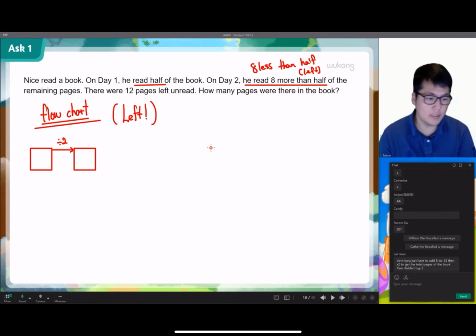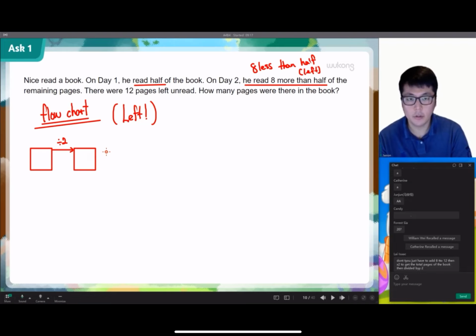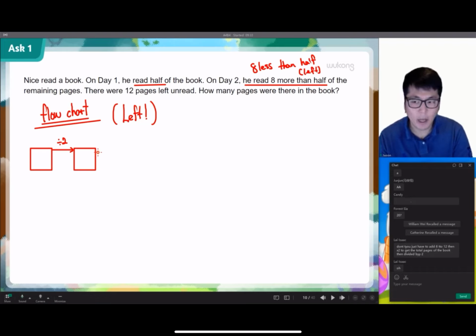And no, Isaac, no. You need to draw a flowchart. So that means 8 less than half means you need to first figure out half first. Okay? And then 8 less means you need to take away 8. Alright? So, and then, see? You have 12 pages left.